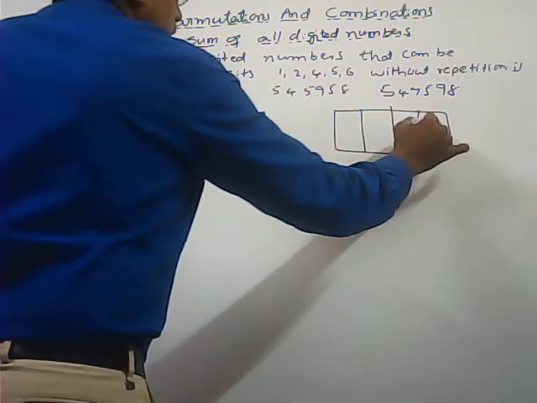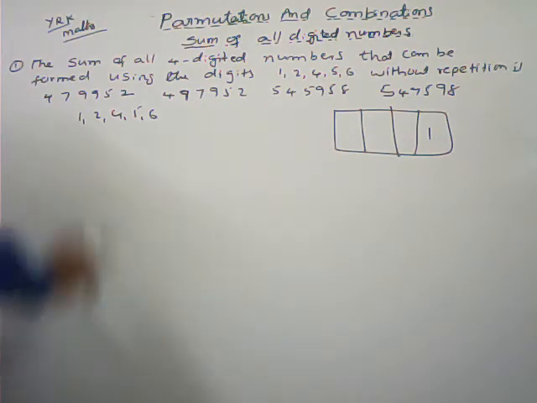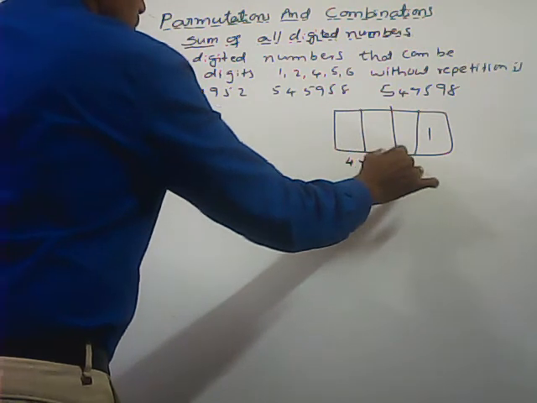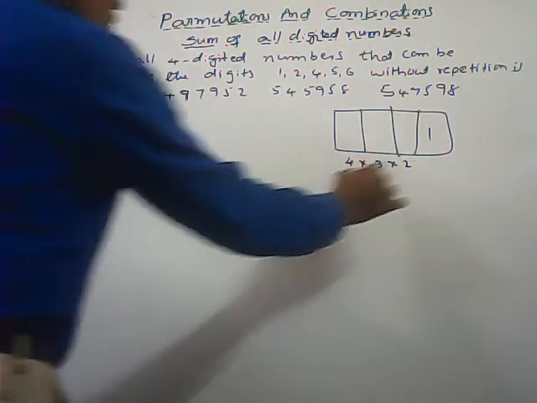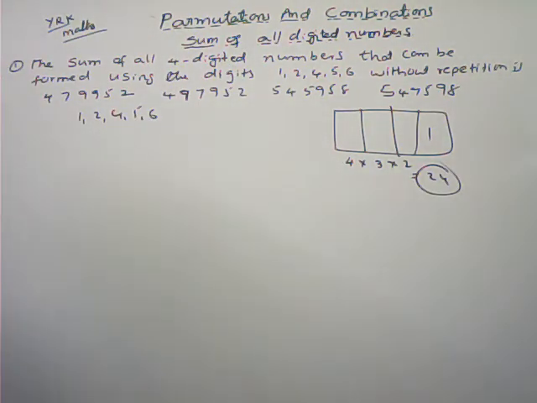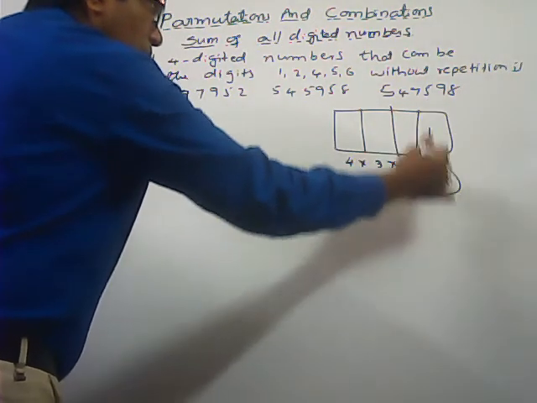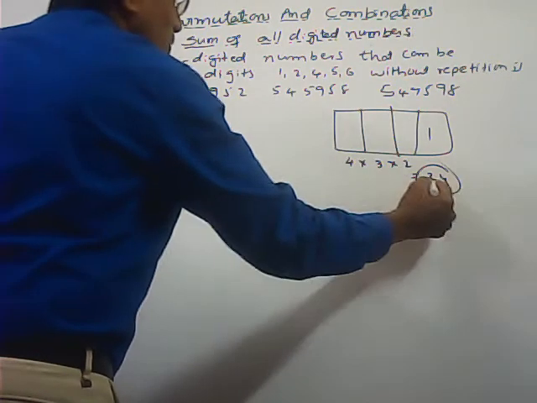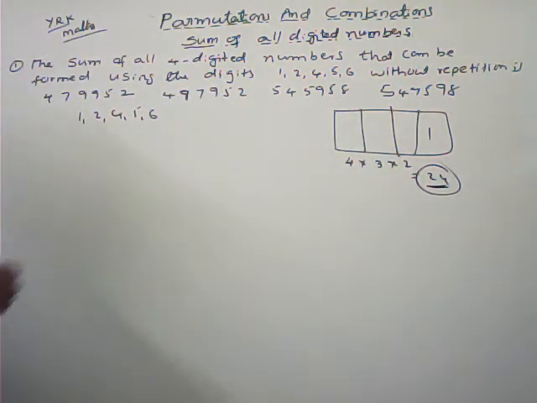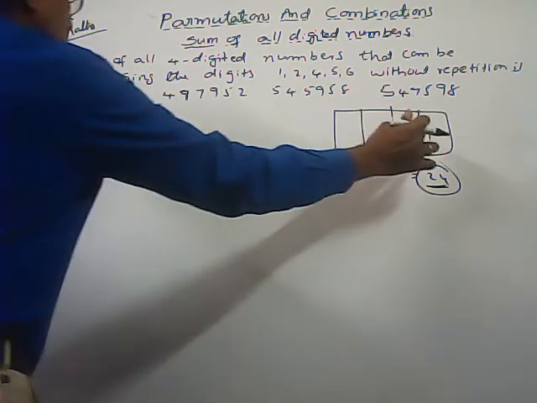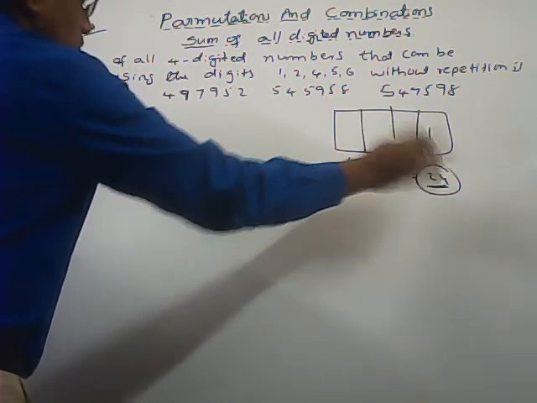For example, if I keep 1 in the units place, this one can be filled in 4 ways, this is 3 ways, this is 2 ways. Total 24. If I keep 1 in the units place, how many total 4-digit numbers are there containing 1 in the units place? Those 24 are there. And if I keep 2 also, we can get 24. If I keep 4 also, we can get 4 into 3 into 2, 24.